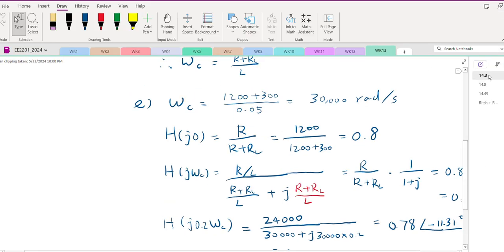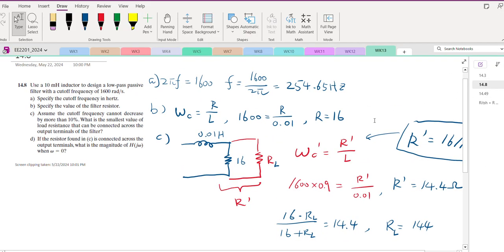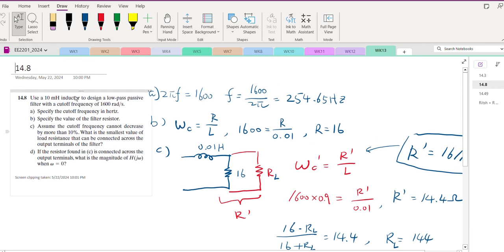All right. What's next? In this one, we use an inductor to design a low pass filter. We have an infinite number of combinations of inductor and resistor, but here we are given an inductor, so you can find the particular resistor to work with it to get this cutoff frequency. So 2 pi f is this, 1600 radians per second, then the frequency is just omega over 2 pi, and we got this frequency.